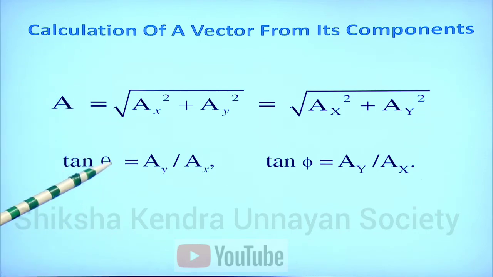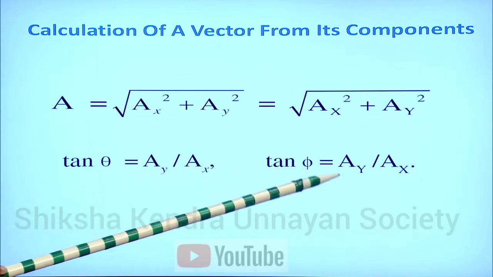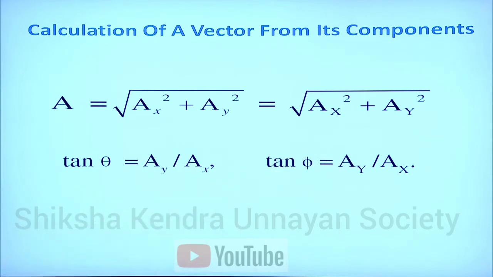Now, tan theta equals Ay by Ax and tan phi equals Ay by Ax. So this is how you can find out the magnitude of the vector, and this gives the direction of the vector. From this you can find out theta equal to tan inverse of Ay by Ax, and you can find out the angle between the vector and the x axis.